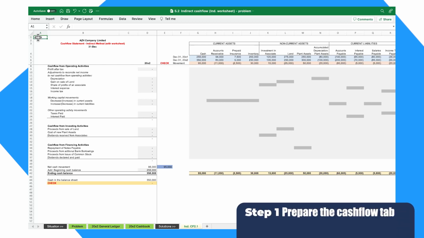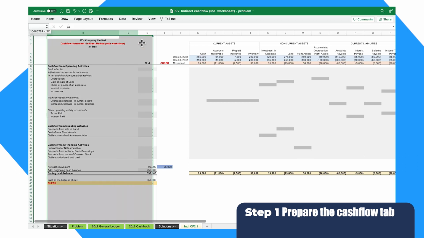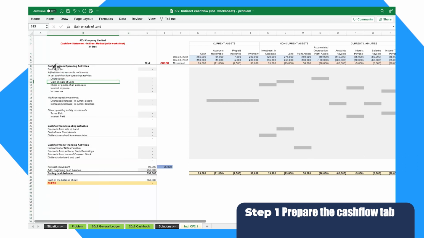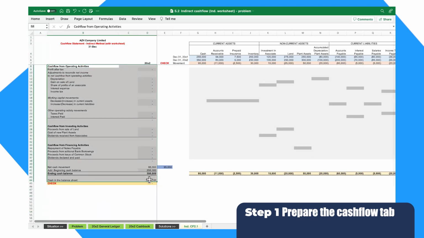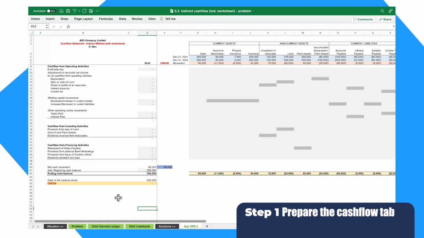So step 1, prepare the cash flow tab. The cash flow tab is the tab that we have prepared right here. You have to do the following steps in preparing the cash flow tab. Number 1, lay out the cash flow template to the left. We have used the standard template that we have used for all the other videos so that we can compare the results in using the cash flow worksheet, the traditional worksheet, direct method, indirect method, and you will see that no matter what method you're using, you will be arriving at the same cash flow data in the end.